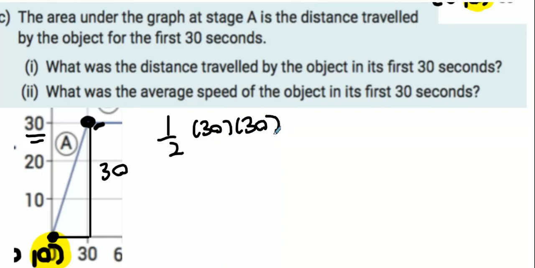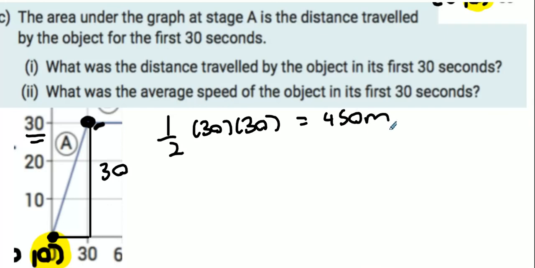And what do we say? 30 by 30, lads? You'd use your calculator. 900 divided by 2. 450 meters. Is that okay?